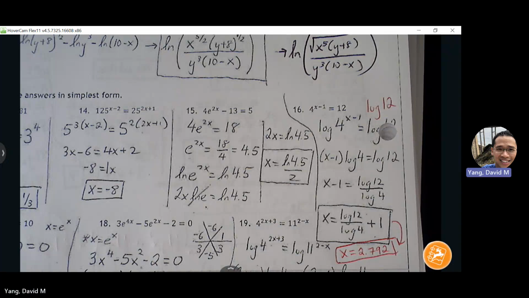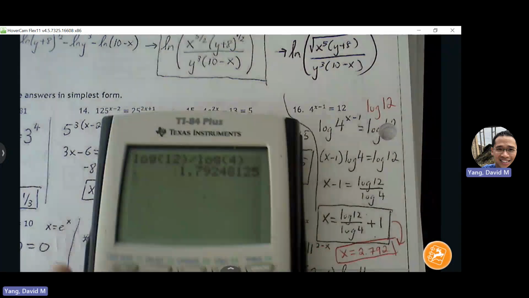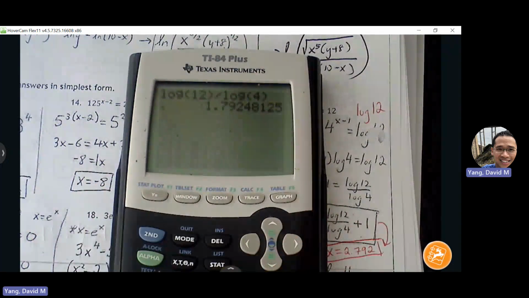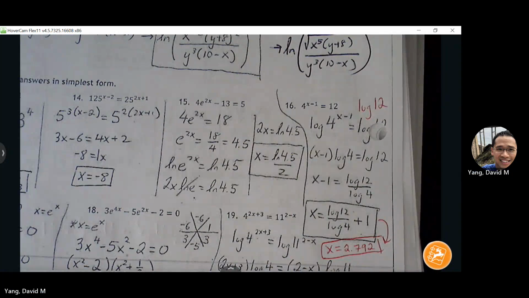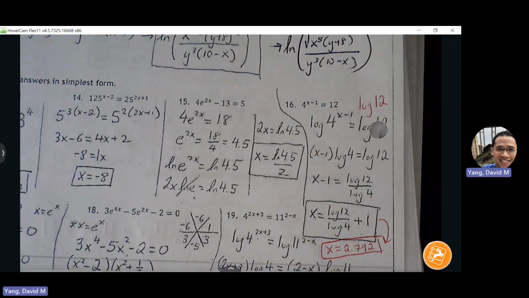Yeah, I just put it in the calculator, log 12 divided by log of 4. There's a log button, yep. There's a natural log button and a log button. So if you decide to take the natural log of both sides, it'll still work. You'll still get the same answer.